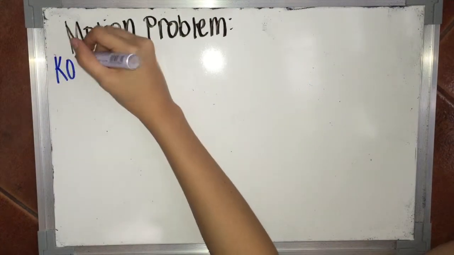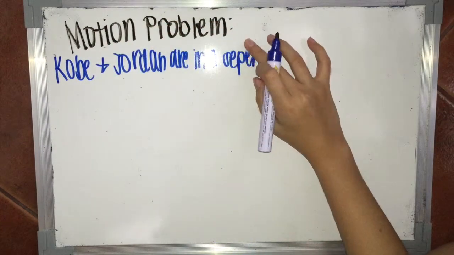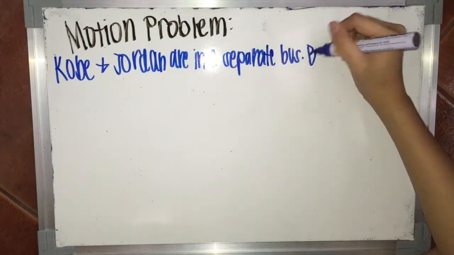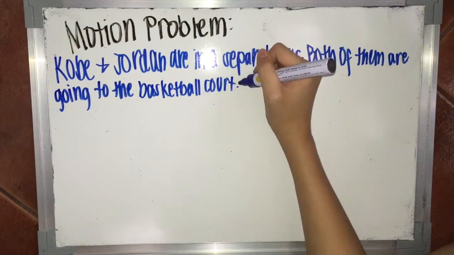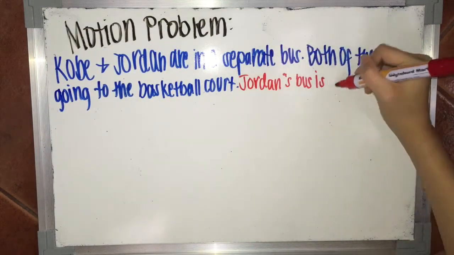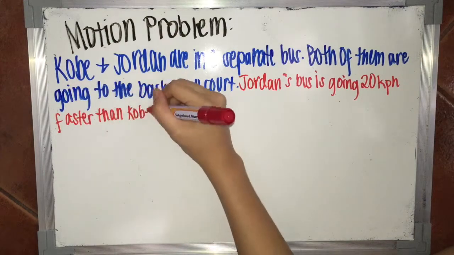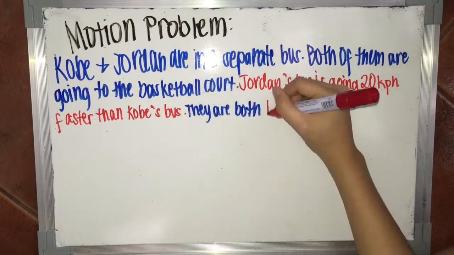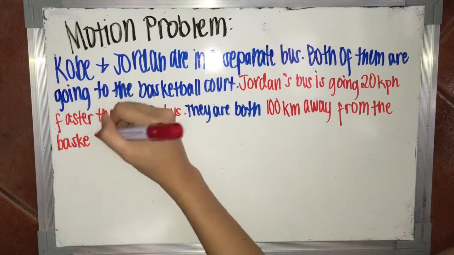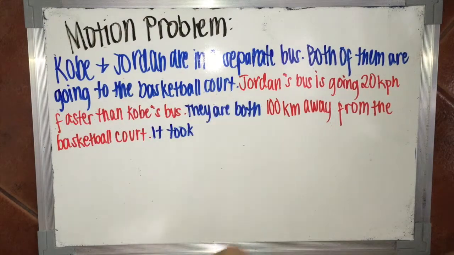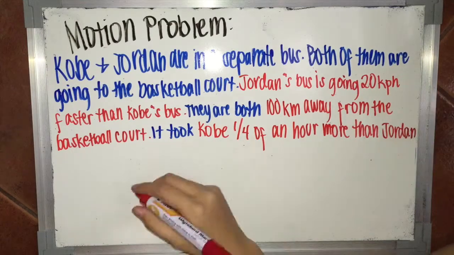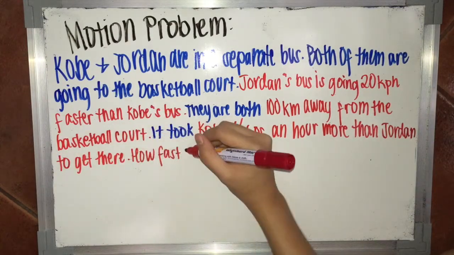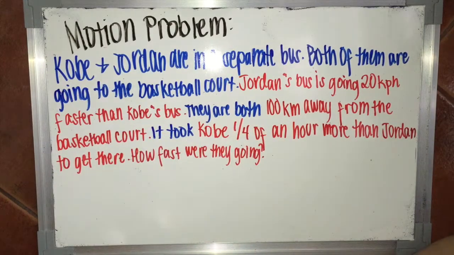Motion problem. Kobe and Jordan are in separate buses. Both of them are going to the basketball court. Jordan's bus is going 20 kilometers per hour faster than Kobe's bus. They are both 100 kilometers away from the basketball court. It took Kobe one-fourth of an hour more than Jordan to get there. How fast were they going?